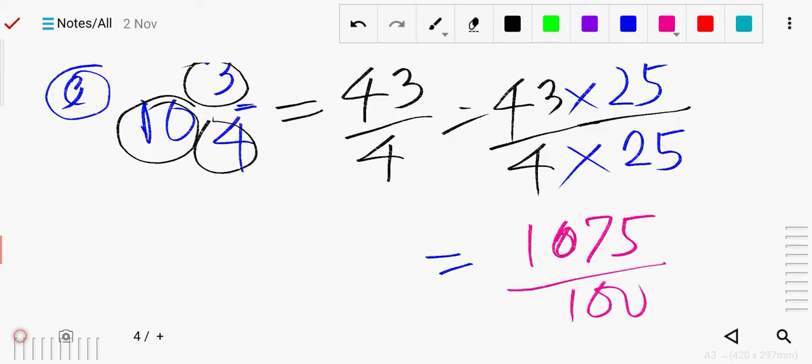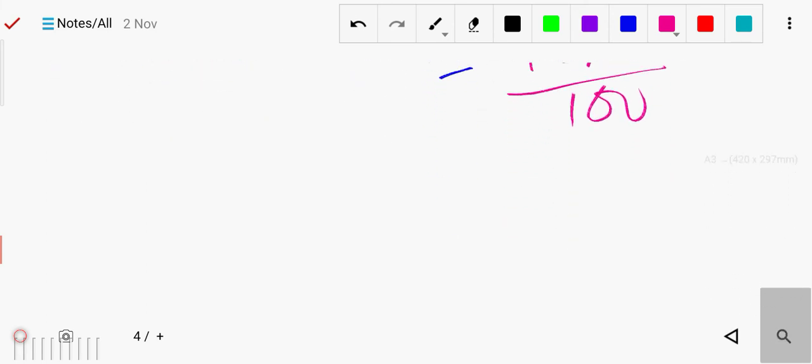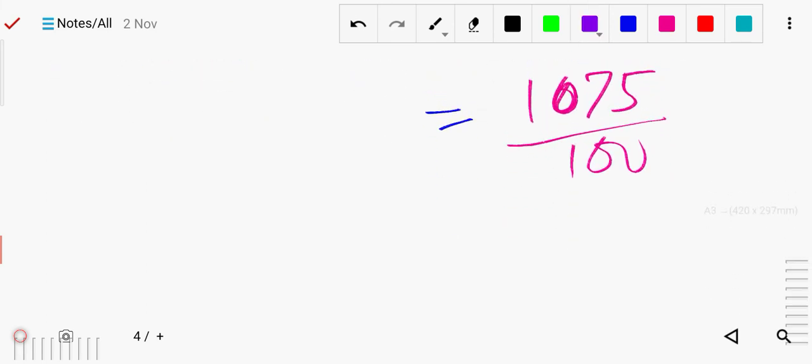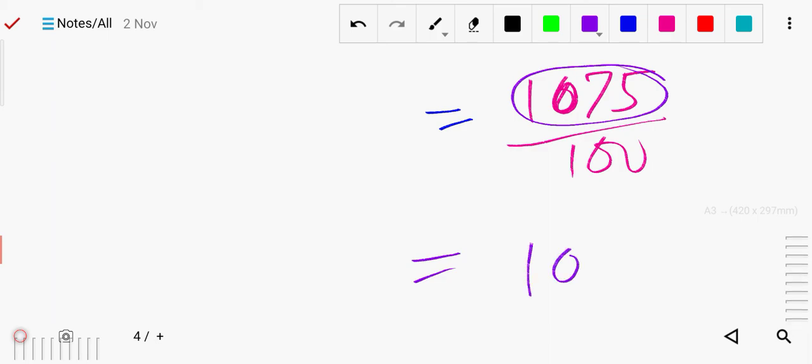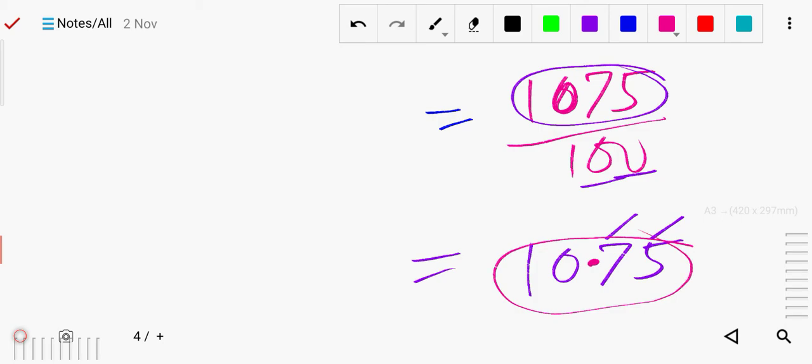Now the same, this fraction we have to convert to a decimal. So write 1075. Now count how many zeros there are: 2 zeros, 1, 2. Now put the decimal over here. This is your answer, 10.75.